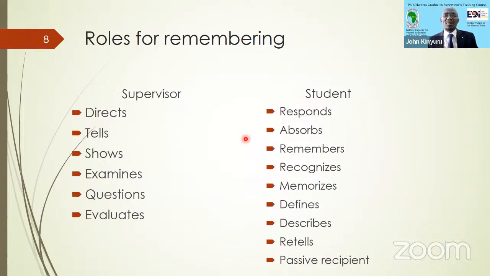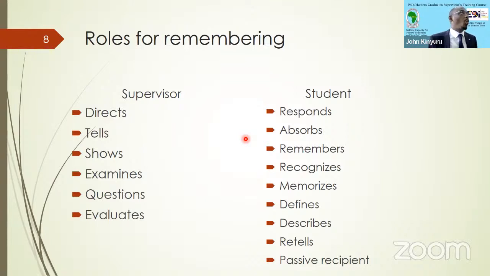So at this stage of remembering, your roles as the supervisor would be to direct them towards reading a certain paper on basic concepts, to tell them what a certain concept is about, to show them, and to examine or question them, and also to evaluate whether they actually know, if they can remember these basic concepts. Because some of these basic concepts are the building blocks into higher levels of learning. And so at the remembering stage, you expect the student to respond.